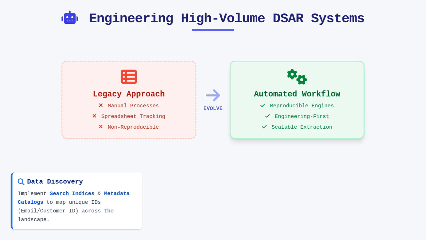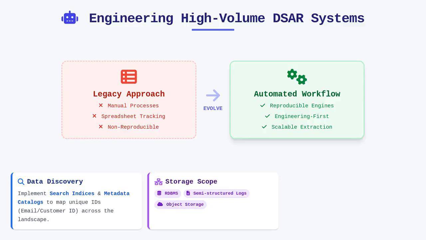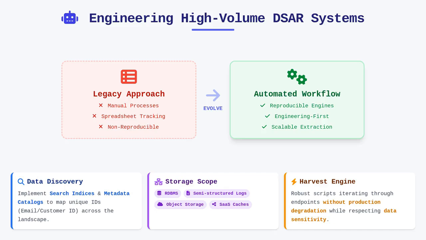It is not enough to simply query a primary relational database. You must account for semi-structured logs, object storage, and potentially third-party SaaS caches where user data might reside. Automating these extraction engines involves writing robust scripts that can iterate through various endpoints without creating significant performance degradation in your production environment. You are effectively building an internal search engine that must respect the sensitivity of the data it retrieves during the harvest phase.